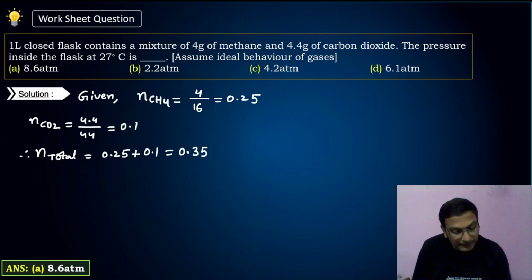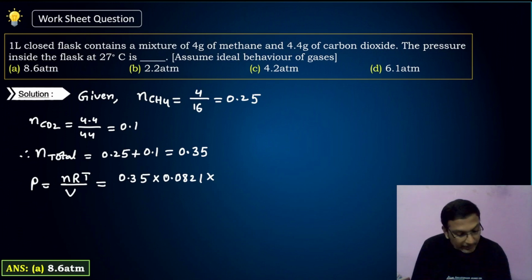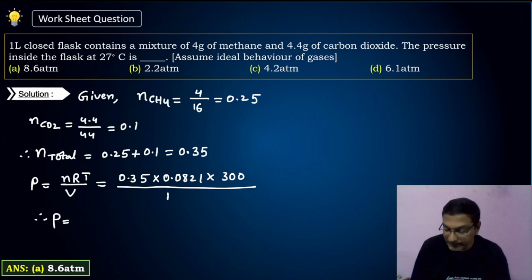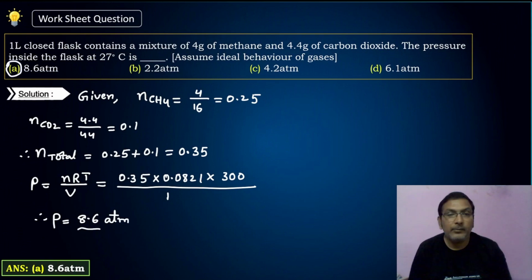So from this, pressure will be equal to nRT by V. So here n is number of moles 0.35 and R value universal gas constant 0.0821 into temperature 27 degrees centigrade, convert it into kelvins 300 by volume 1 is given. So therefore pressure will be equal to 8.6 atmospheres. So option will be A. Next.